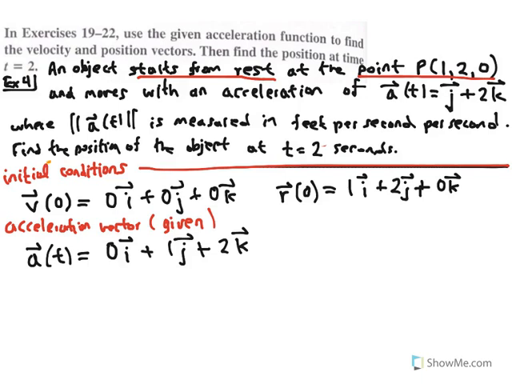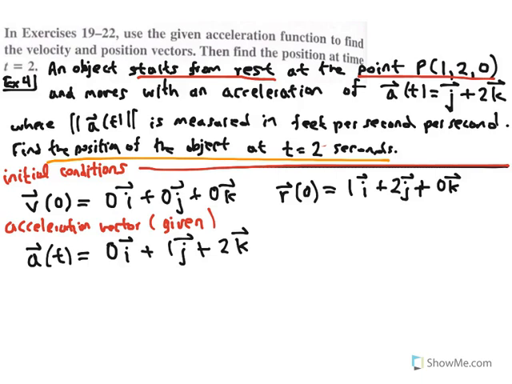So to do that, to find the position of the object at time t = 2 seconds, we have to begin by finding the position function, and once we have the position function, we can evaluate the position function at time t = 2 seconds.